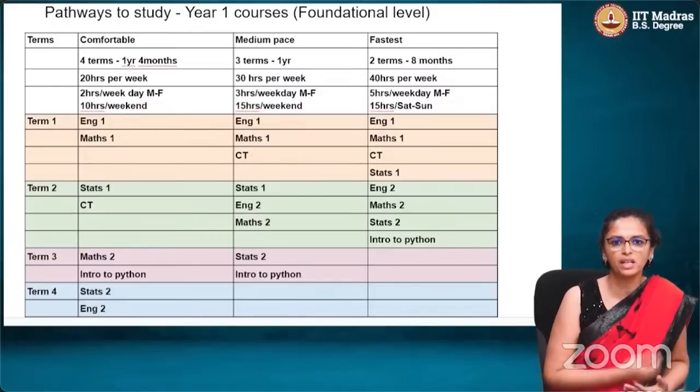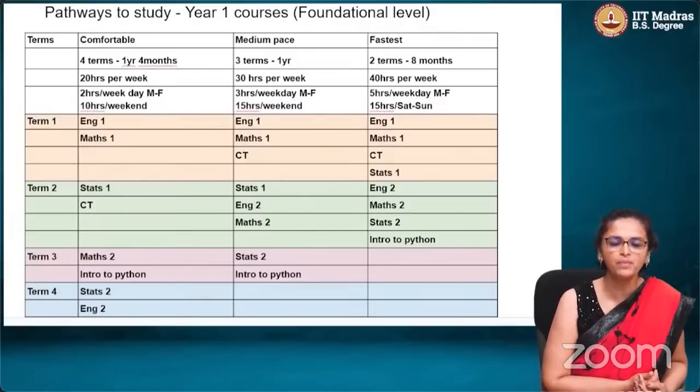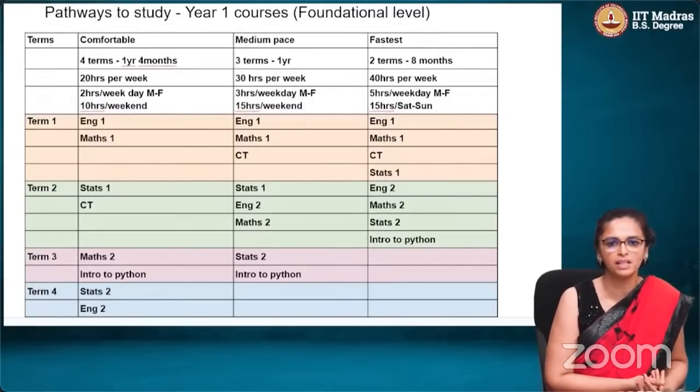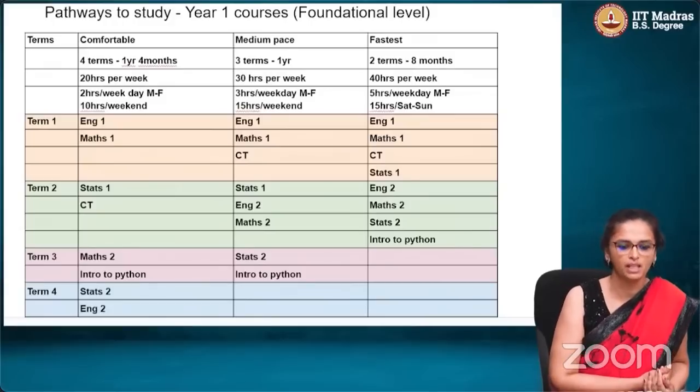So, of course, you can work around the courses. This is just our suggestion. You can work around on what courses exactly you want to do in each term. Look at the prerequisites though for them. English 1 is a prerequisite to English 2, Maths 1 is a prerequisite to Maths 2, Stats 1 is a prerequisite to Stats 2 and CT is a prerequisite to Python. So, when you plan your courses per term, think of which one you will do first so that you can do the course in the next immediate term which has that as the prerequisite.